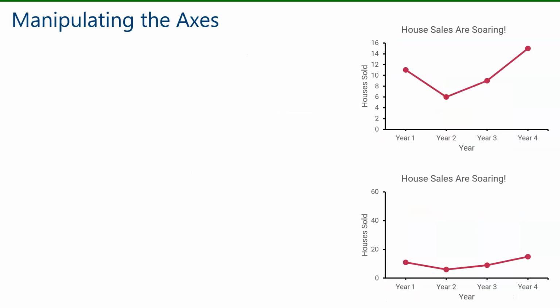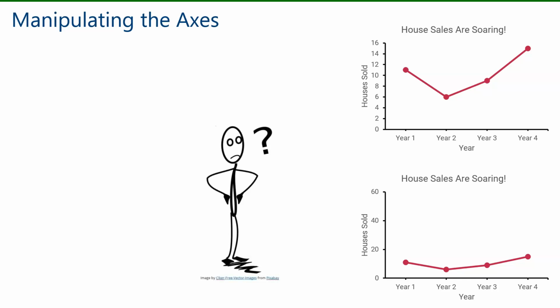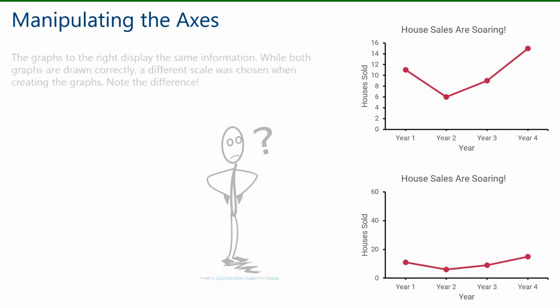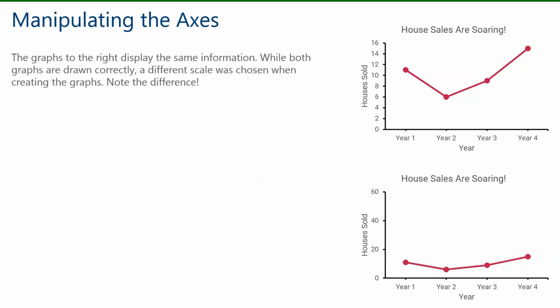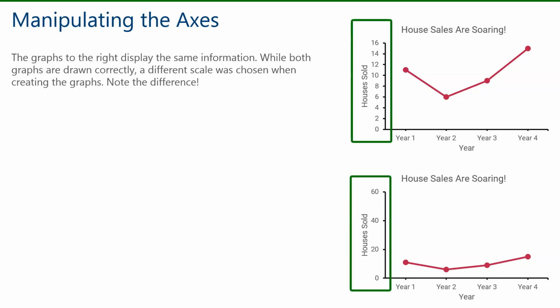Changing the scale on the y-axis can drastically change the way a graph looks, making the changes seem more or less significant. Depending on the idea the creator of the graph is trying to convey, a small scale or a larger scale will often be chosen. The graphs to the right display the same information. While both graphs are drawn correctly, a different scale was chosen when creating the graphs.